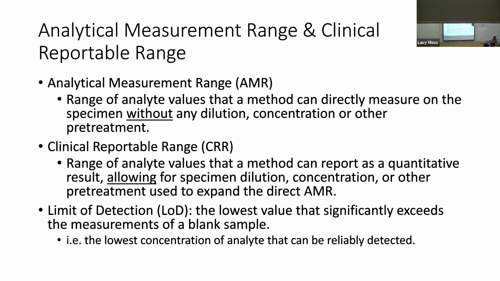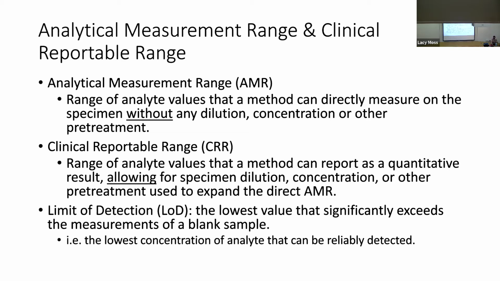The lowest value that significantly exceeds the measurements of the blank sample. So that's basically saying if I took a blank sample and measured it 20 times and recorded the measurement or signal at each of those times, that's kind of what my blank is. And then the clinical limit of detection is the value of concentration that I can tell apart from that blank.